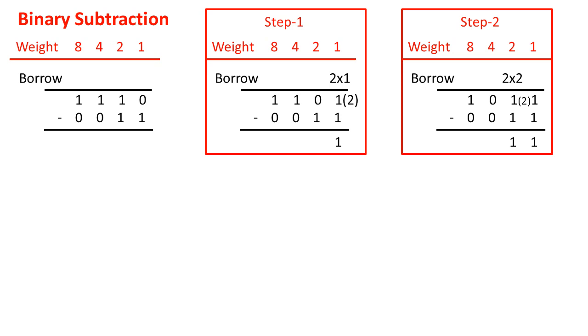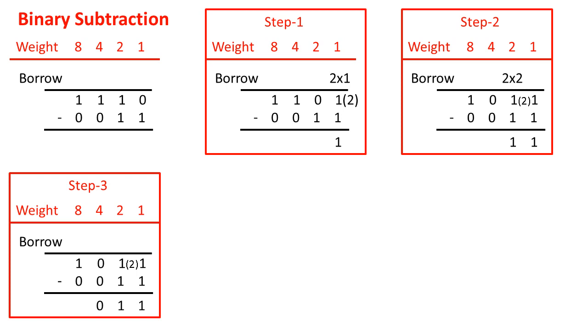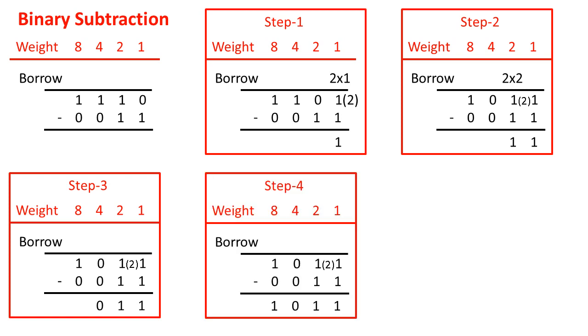Now watch the third step carefully. Again you can observe that we have gone through the binary subtraction rule, 0 minus 0, it will be 0, and in the fourth step we can see 1 minus 0, it will be 1. So the result of the binary subtraction of 1110 and 0011 is 1011.